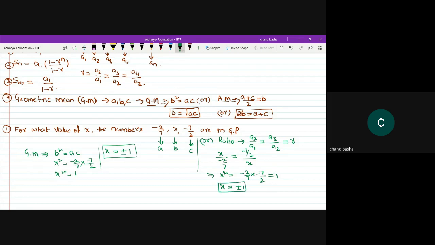He has given the options: 1, minus 1, both, and none of the above. These are the three options given. So be careful, guys, when we have this type of question.